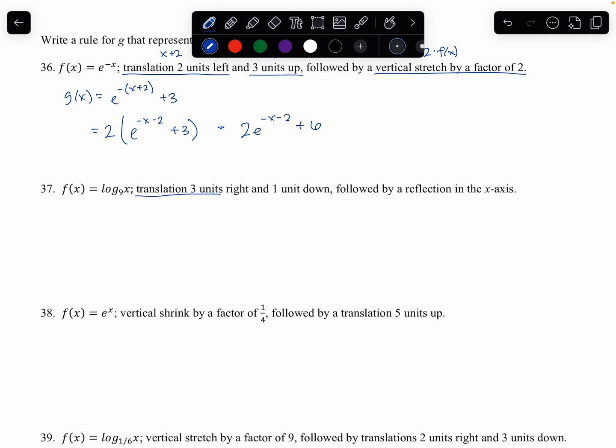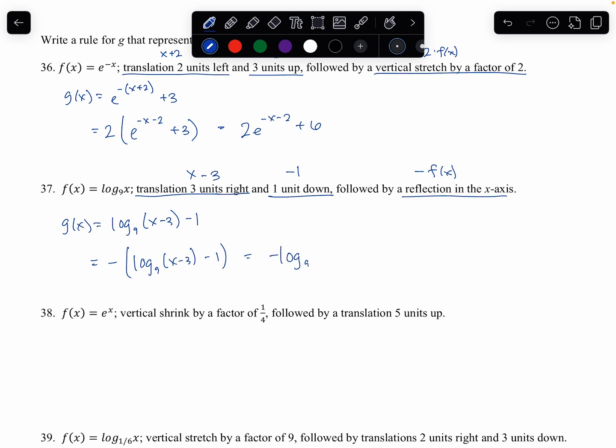Here, so translation 3 to the right, so that's going to be minus 3. And then, so this will be x minus 3 minus 1, and the reflection across the x-axis will be negative f of x. So g of x is going to be equal to a log base 9 of x minus 3 minus 1, and then for the reflection, that's negative log base 9 of x minus 3 minus 1, which the negative can be distributed to those two terms. So negative log base 9 of x minus 3 plus 1.